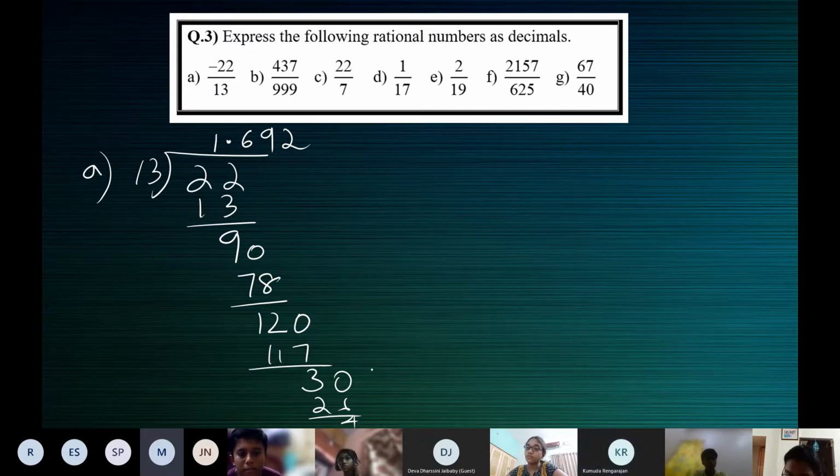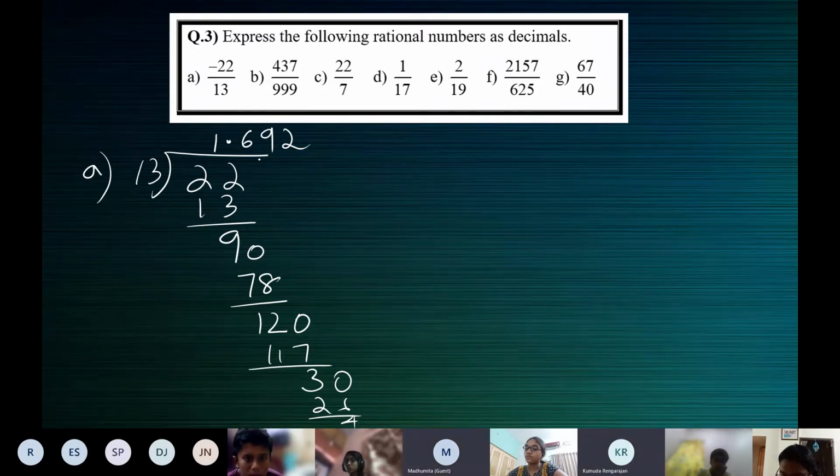Ma'am, but what if the number is non-terminating, non-repeating decimal? That does not have a P by Q form. Yes, ma'am. Okay, ma'am, I get it. From a P by Q form, we cannot get a non-terminating, non-repeating decimal. From a P by Q form, we can either get a terminating decimal or a non-terminating repeating decimal. So when to stop the division? When you realize that a digit or a set of digits start repeating.